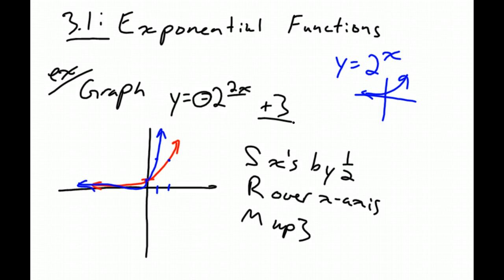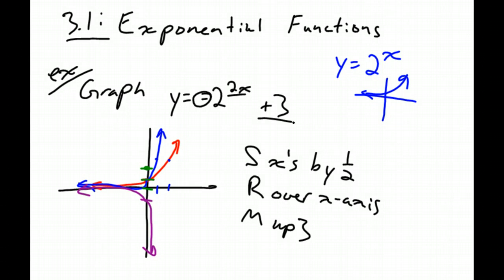Then I reflect it over the x-axis. So this point at 1 is now at -1, and it's going to be really steep right there. Horizontal asymptote still at y equals 0. Then I move everything up 3. So this point at -1 is going up 1, 2, 3, and is now there.